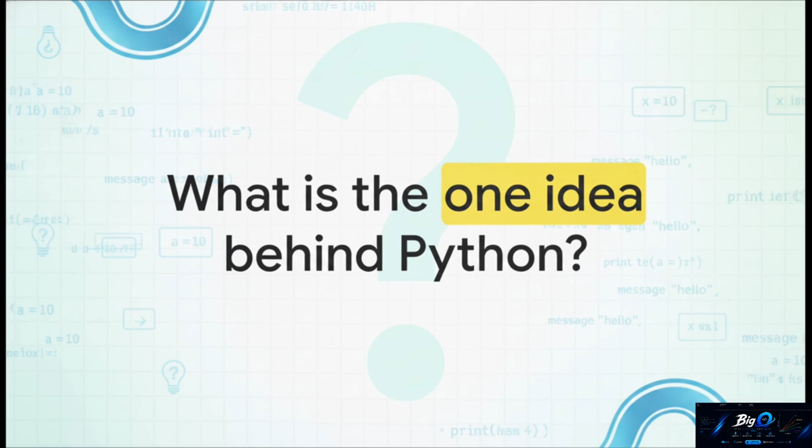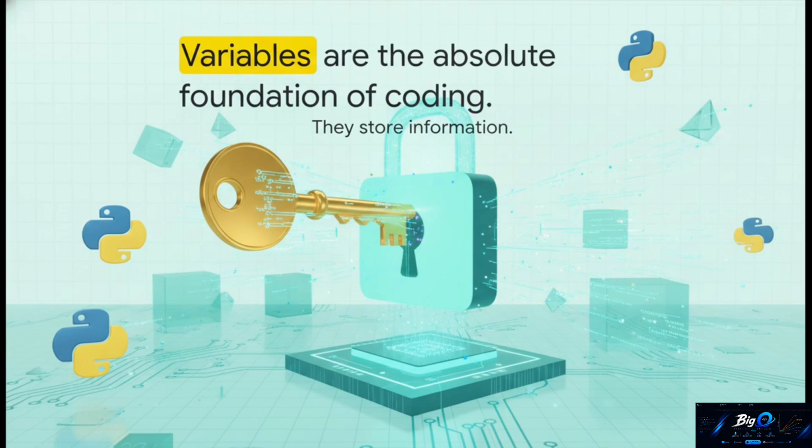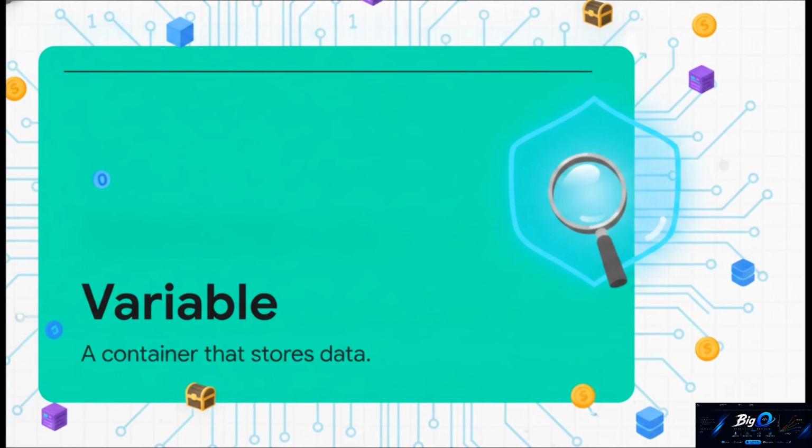Every single Python program you'll ever write actually starts with just one super simple idea. That master key? Variables. They are literally the absolute foundation of all coding. Think of a variable like a labeled box. It's just a container that stores your data.